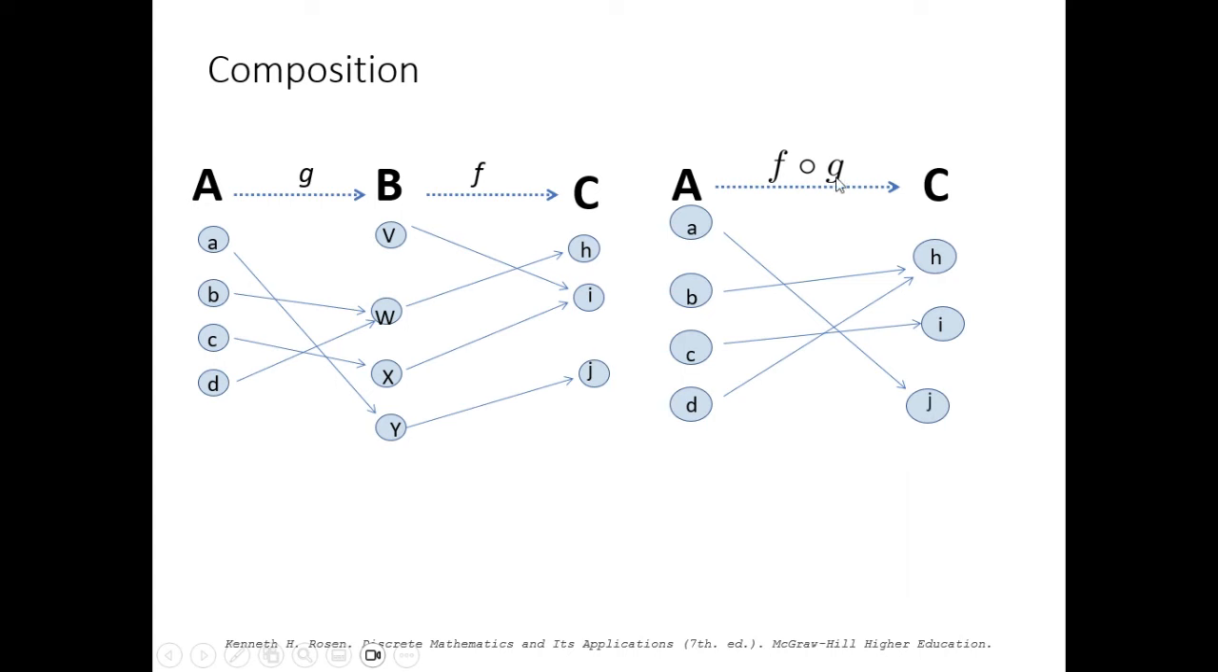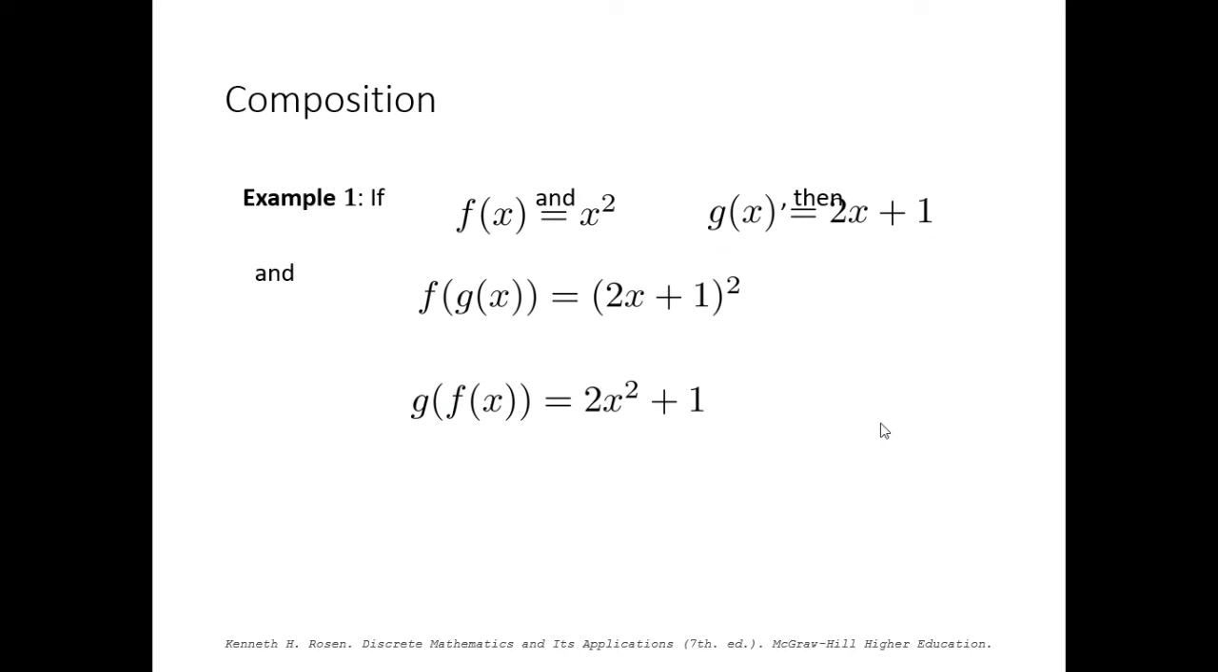Now the composite function f of g: A is mapped to y and y is mapped to j, so in the composite function A is mapped to j. Similarly, B is mapped to W, W is mapped to H, so B is also mapped to H. Similarly, D is mapped to W, W is mapped to H, so D is mapped to H in the composite function. C is mapped to X, X to I, and therefore C is mapped to I. So this is the composite function f of g from set A to set C.